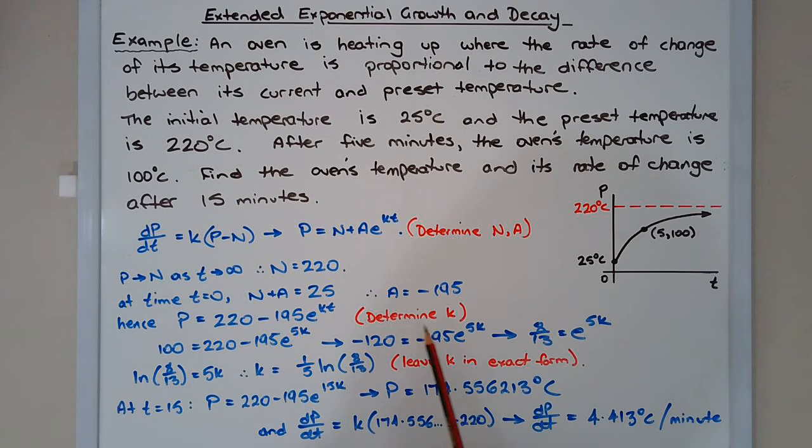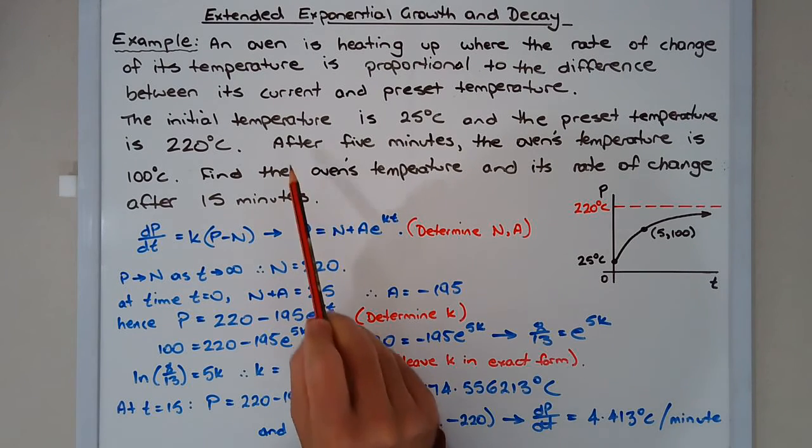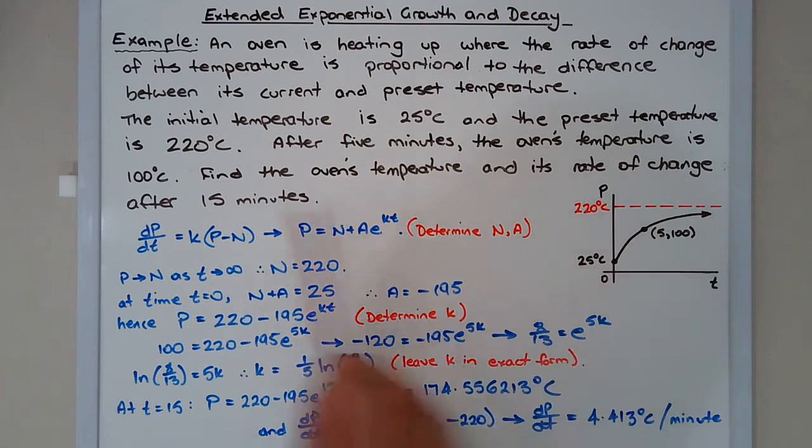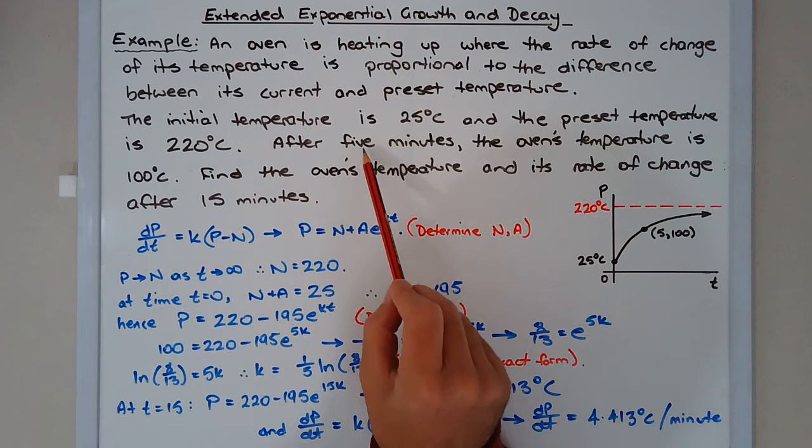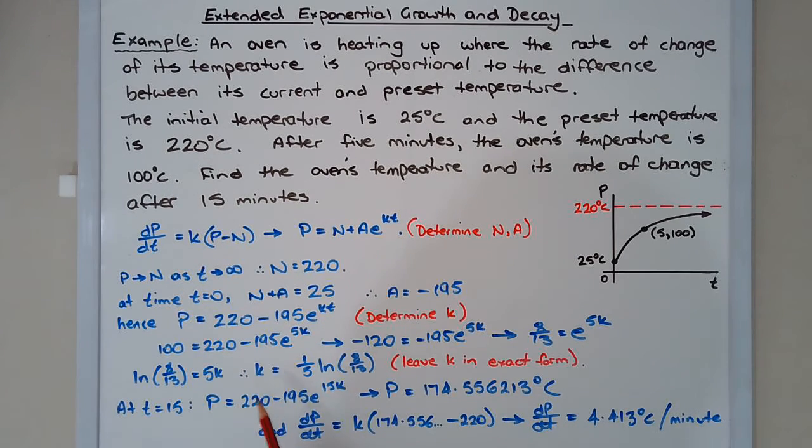Our next step is to determine the growth constant k. So we need another piece of information to help us here. Now we know that after 5 minutes, the oven's temperature is 100 degrees Celsius. So this bit of information will help us determine the growth constant. So let's substitute t equals 5 and P equals 100 into the equation and solve for k.